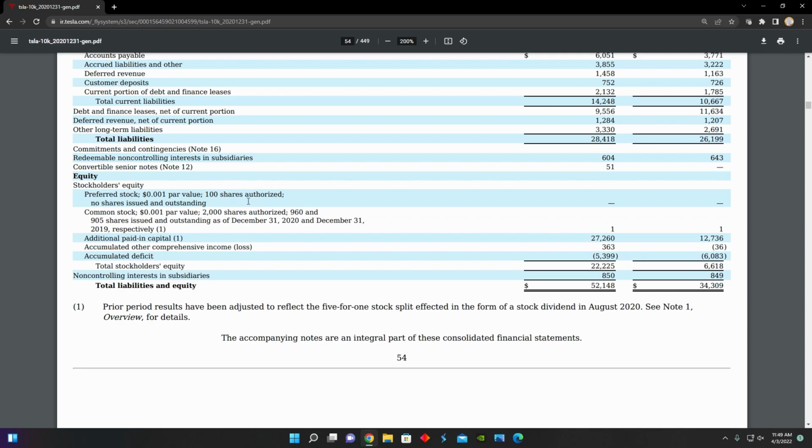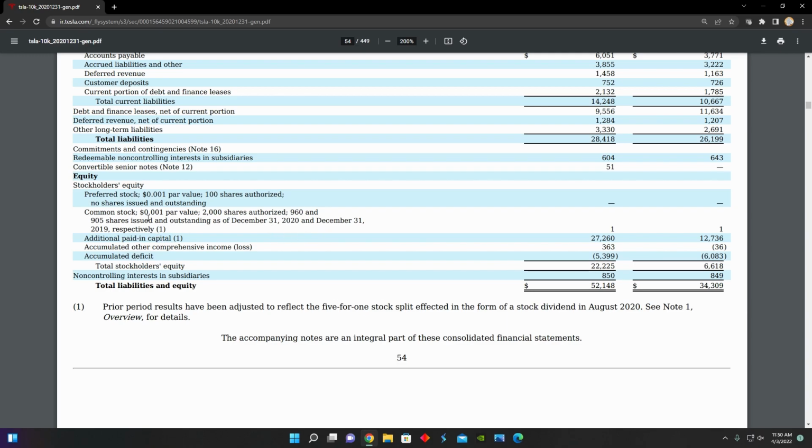So shares authorized, board of directors just authorizing a limit on the amount of shares that can be issued. Shares issued is the amount of shares that have been issued to raise capital. And then shares outstanding is the amount of shares issued minus the treasury stock account, which is the amount of stock that the company has bought back. Pretty simple. And then right here we see common stock, and they give us the exact same values here: par value, shares authorized, the amount of shares issued, the amount of shares outstanding as of December 31st, 2020 and 2019 respectively.